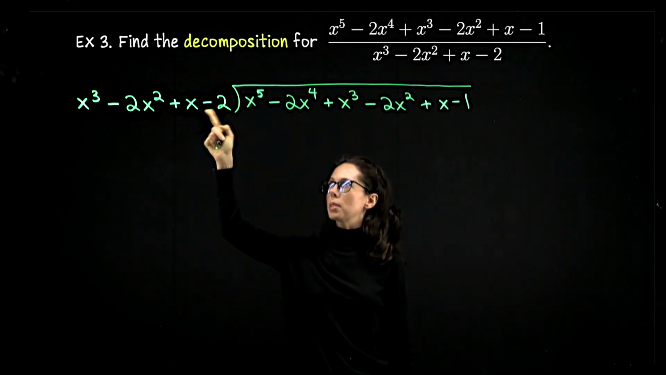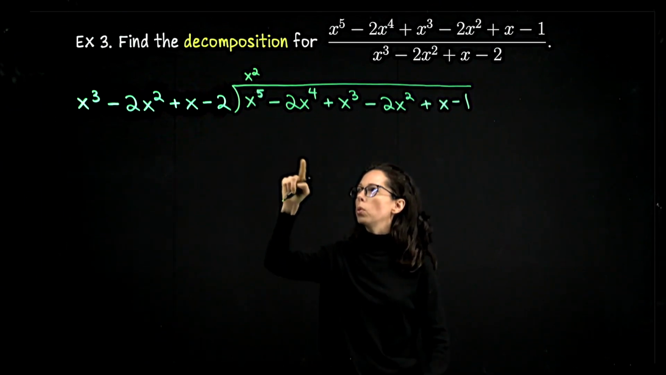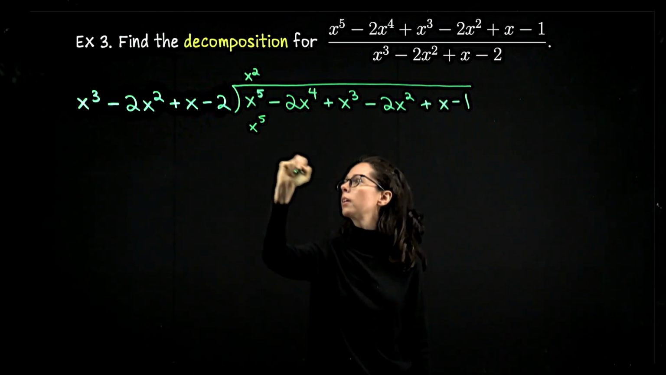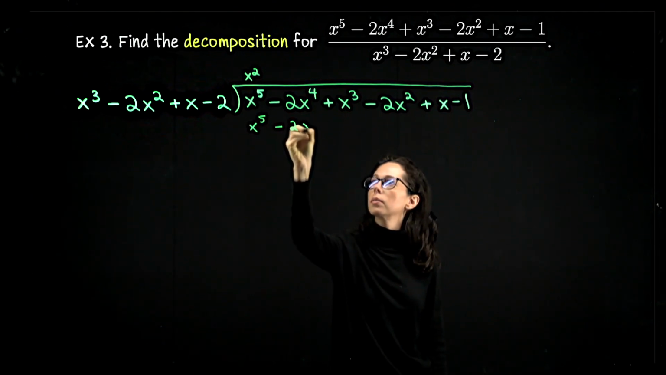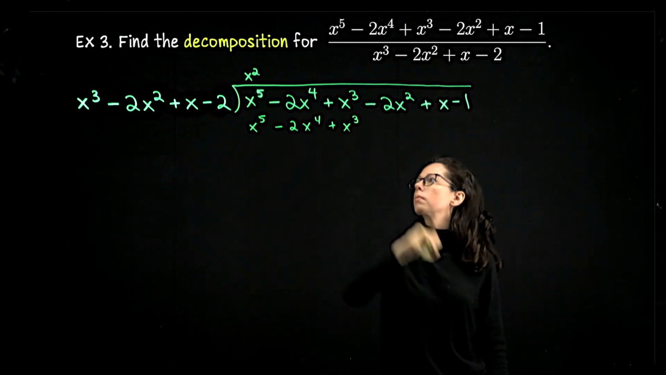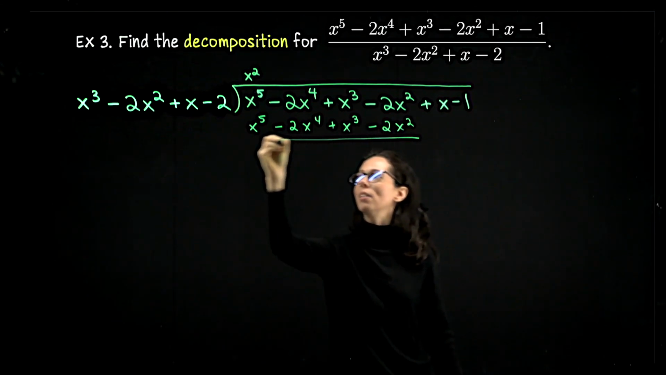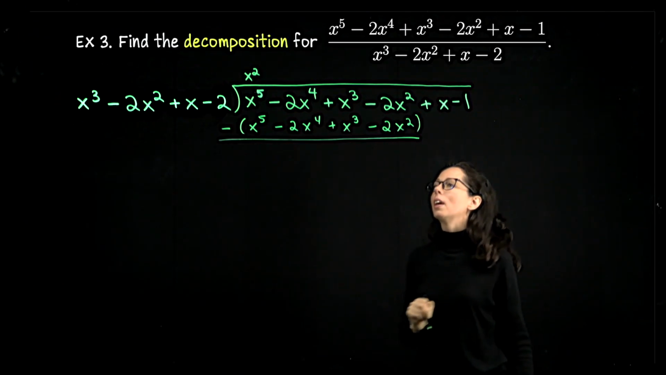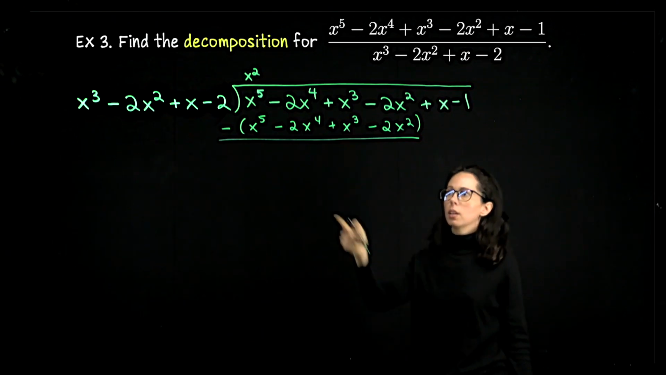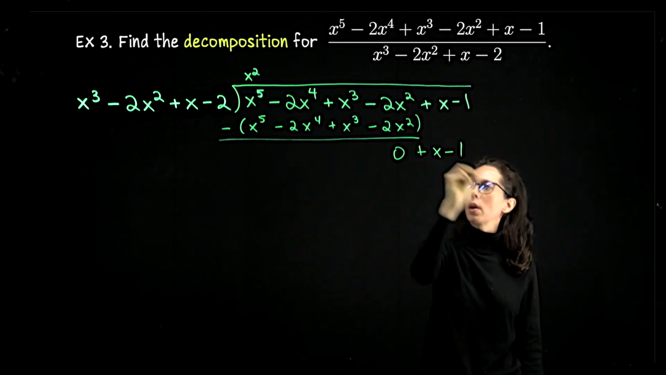So to get x cubed times something is x to the fifth, that something has to be x squared. Then we'll multiply everything here by x squared. So that's going to say x to the fifth minus 2x to the fourth plus x cubed minus 2x squared. Actually, a lot of stuff is going to cancel right now. Okay, everything cancels. I don't know if that's a little bit disappointing or what, but subtract the second line from the first one and we get 0. Bring this down, plus x minus 1.